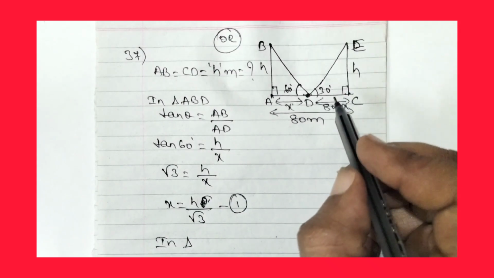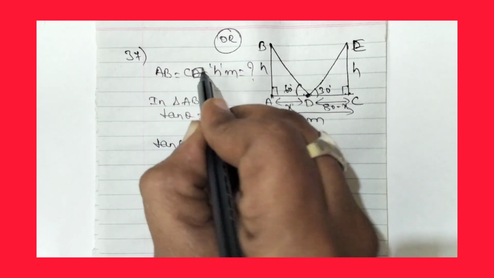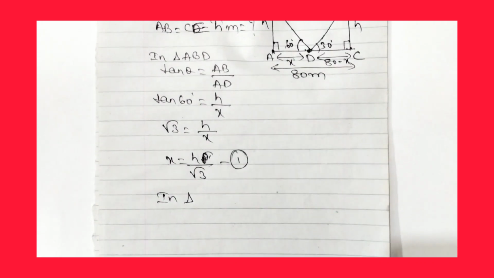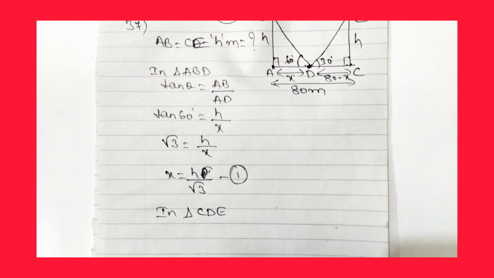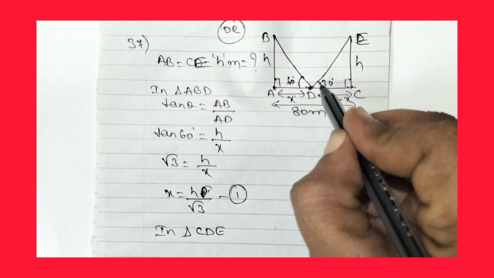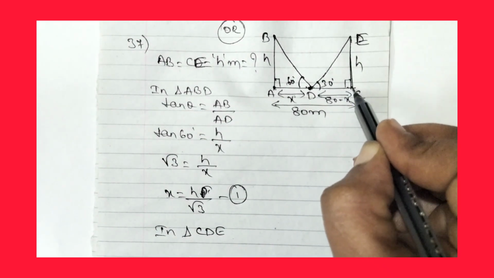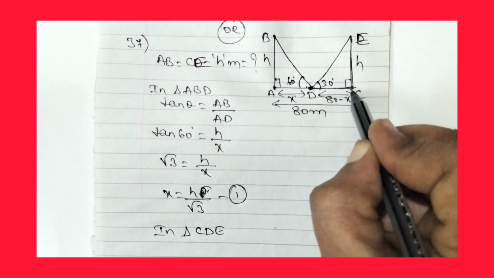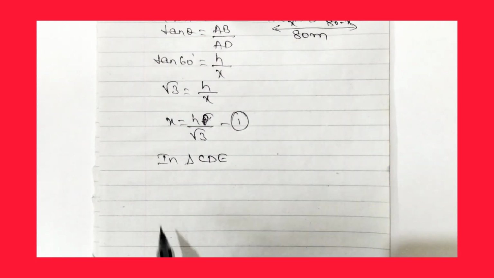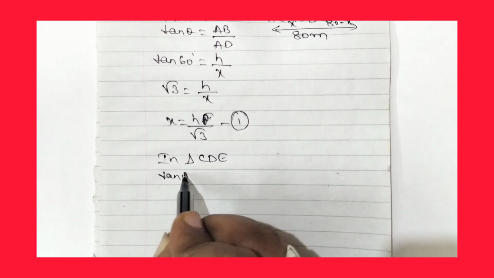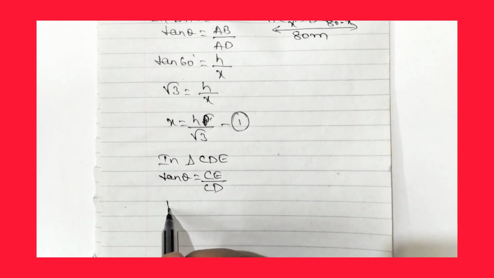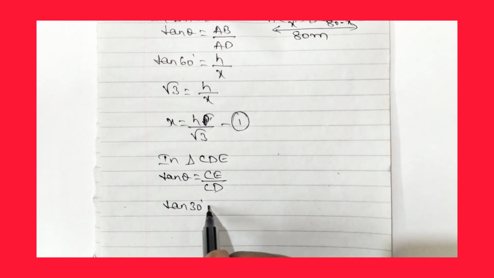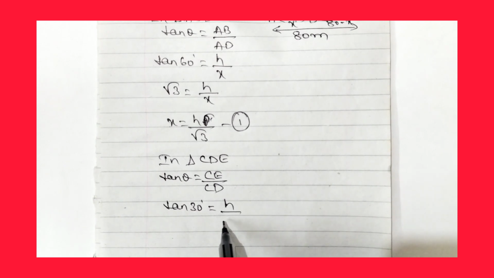I will take it as E. Then here CE, I have to take it as... So CE in triangle CDE. In triangle CDE, if this is theta, so CE is the opposite and CD is the adjacent. So again use tan theta. So tan theta is equal to opposite is CE and adjacent is CD. So tan 30 degree is equal to CE is h divided by CD is 80 minus x.